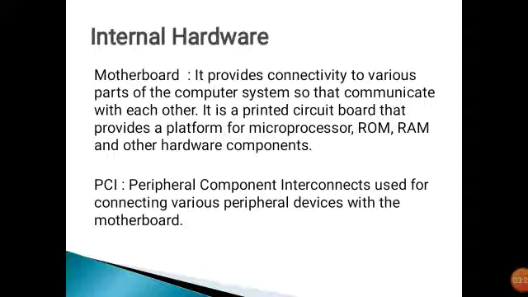Internal hardware parts. The main part of a computer is the motherboard. It provides connectivity to various parts of the computer system so that they can communicate with each other. It is a printed circuit board that provides a platform for the microprocessor, RAM, ROM, and other hardware components.